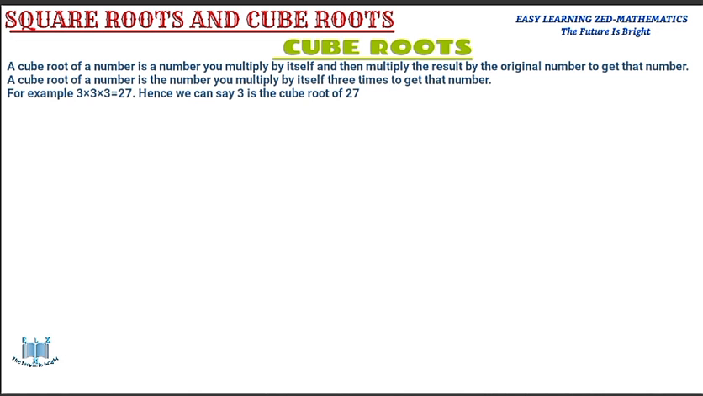Therefore, we can write 3 as the cube root of 27 like this. This is how you write a cube root of a number. In this example, I'm using 27 and 3. You write a small 3 there, then the root sign, then 27. That is the cube root of 27, which is 3. That's how we write the cube root, the way I've written it in red there.